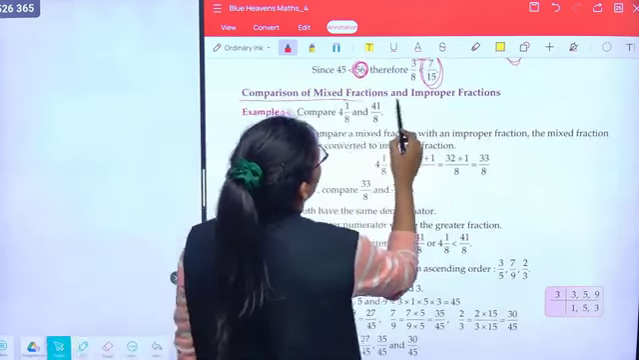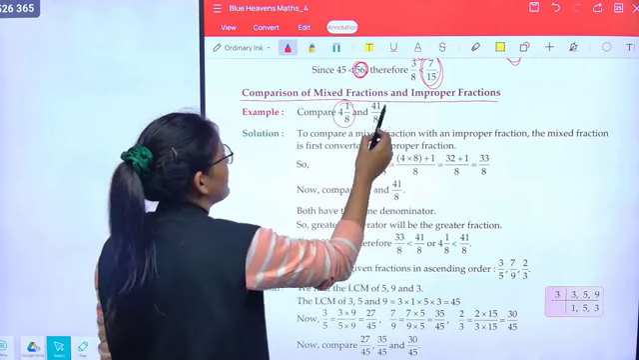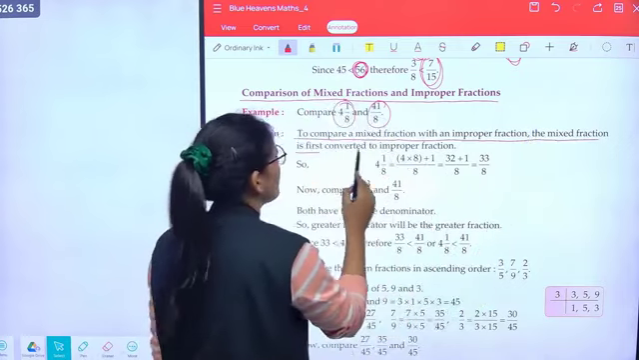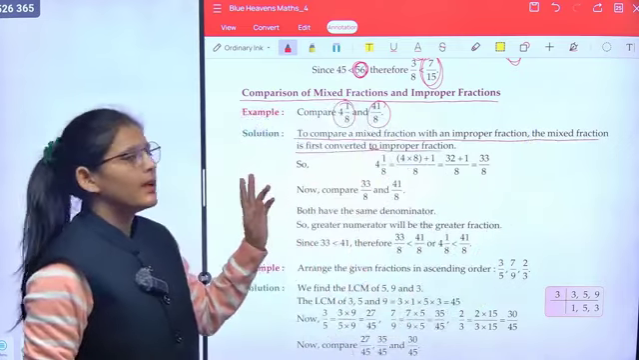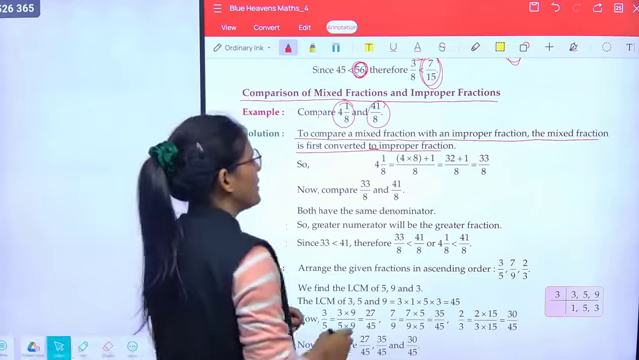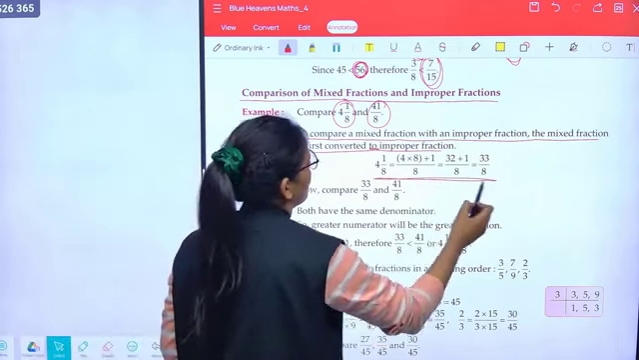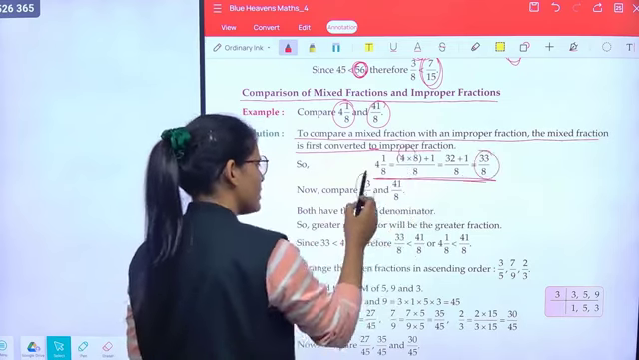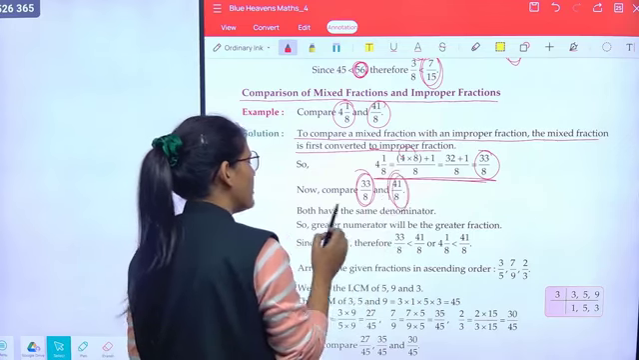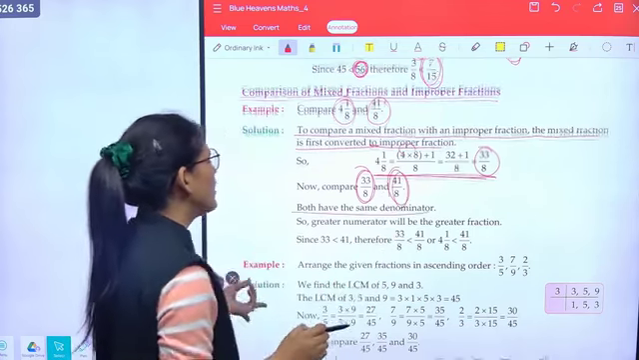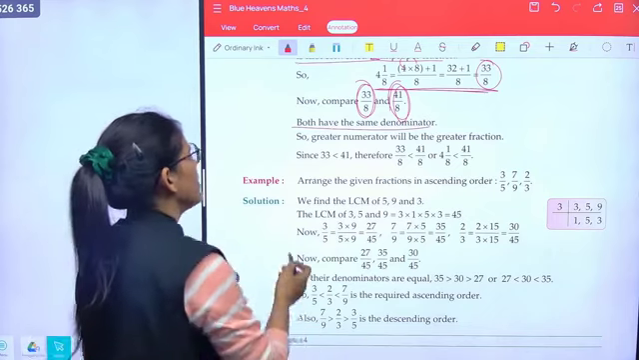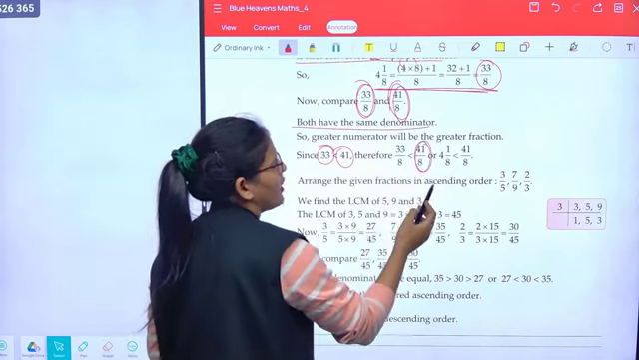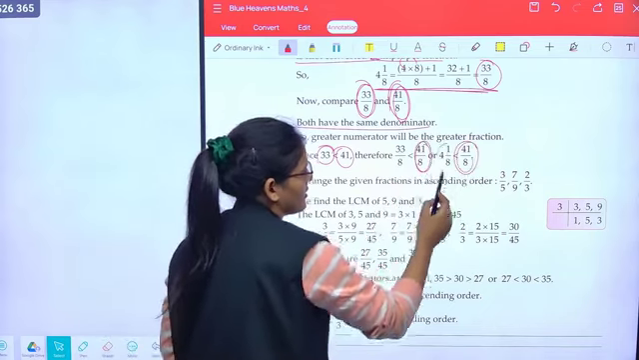Comparison of mixed fraction and improper fraction. Compare these two. To compare a mixed fraction with an improper fraction, we first convert the mixed fraction into an improper fraction. Okay, this is the method which I told. 8 4s are 32, plus 1, 33 upon 8. So 33 upon 8 and 41 upon 8 both have the same denominator, so the greater numerator will be the greater fraction. Since 33 is less than 41, therefore 41 upon 8 is greater.